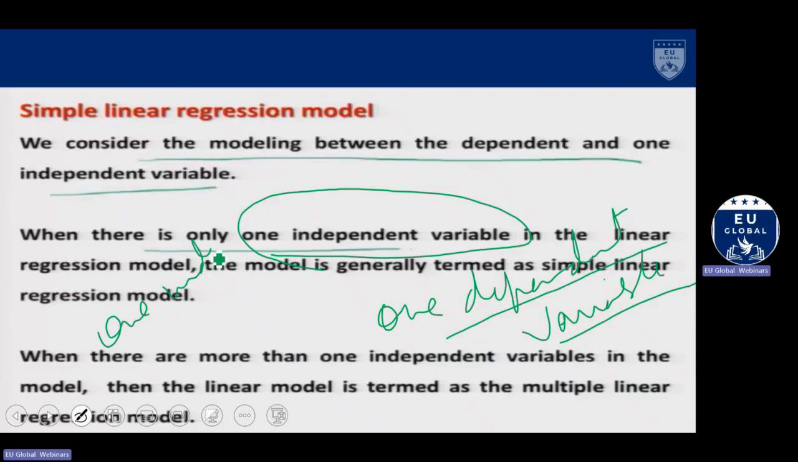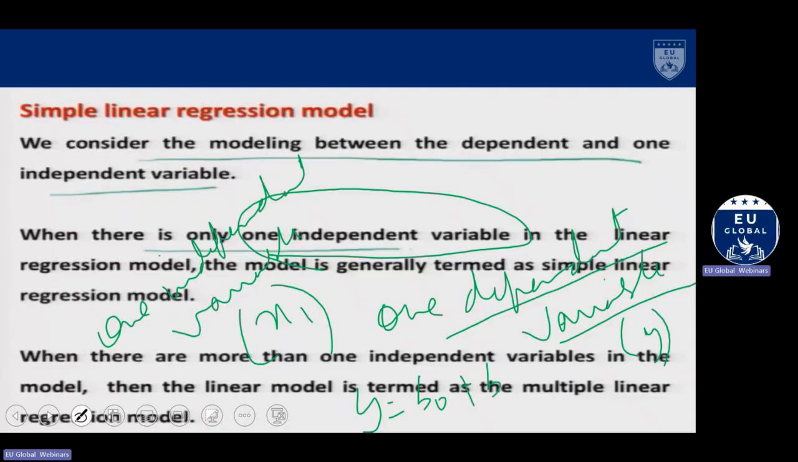So this is like x1 and this is your y. We use y is equal to beta naught plus beta 1 x, or beta 1 x1, right? When there is more than one independent variable in the model, that linear model is called multiple linear regression.